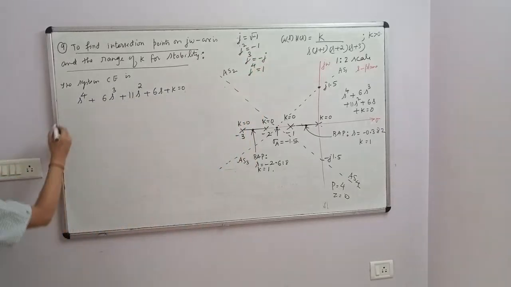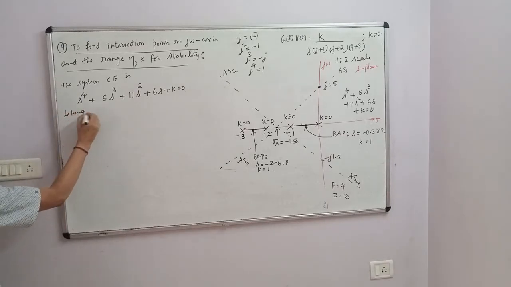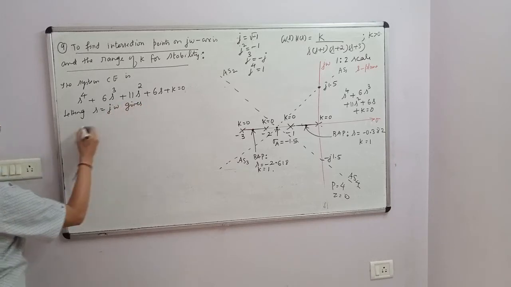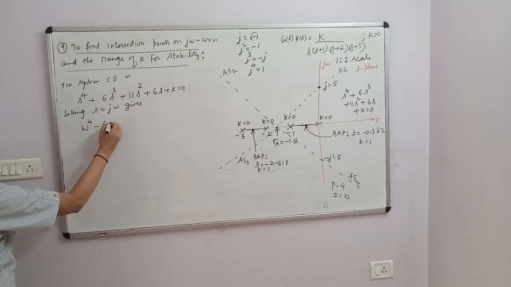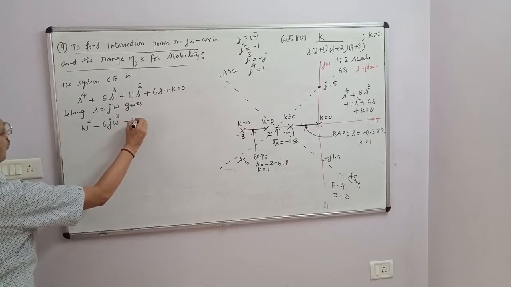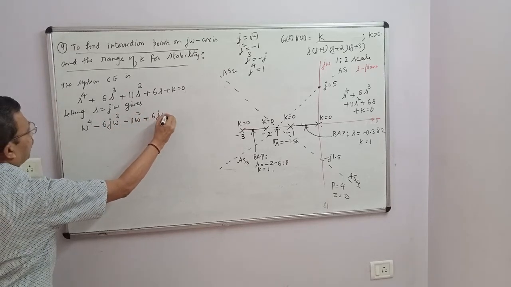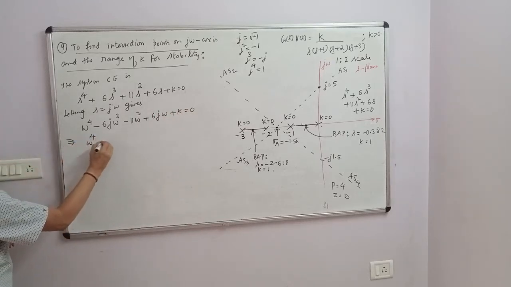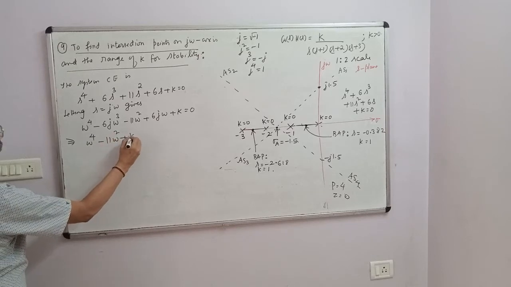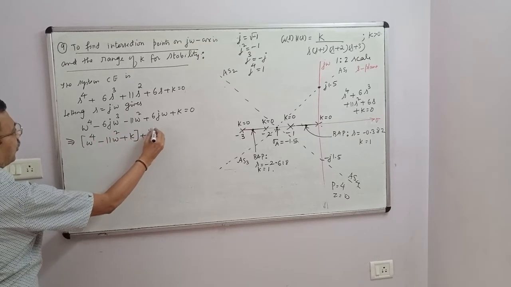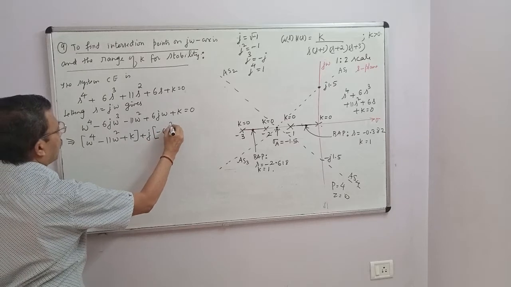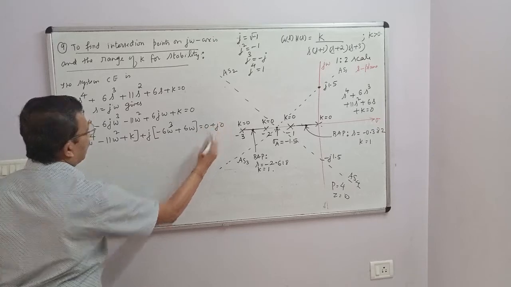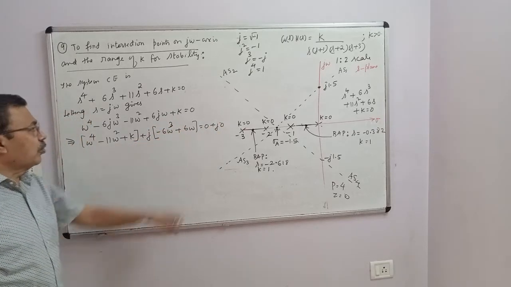Letting s is equal to j omega gives omega to the power 4 minus 6j omega cube minus 11 omega square plus 6j omega plus k equal to 0. Collect the real part. It is omega to the power 4 minus 11 omega square plus k. Collect the imaginary part. J into minus 6 omega cube plus 6 omega equal to 0 plus j0. 0 on the right side, I will write as 0 plus j0.